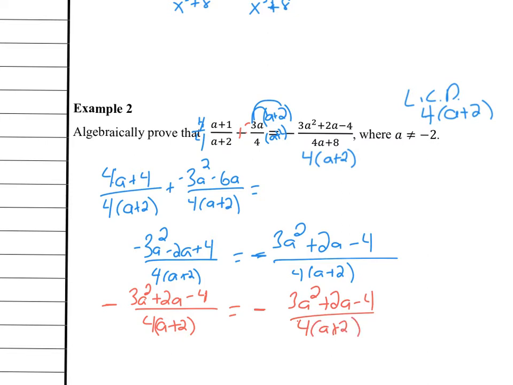I could have multiplied the 4 times a plus 2 in, I guess, and made it 4a plus 8. I guess I chose not to, so I still kind of manipulated the right-hand side as well. And it's not a big deal, not the end of the world. Both sides are equal, we're good to go. Moving on.